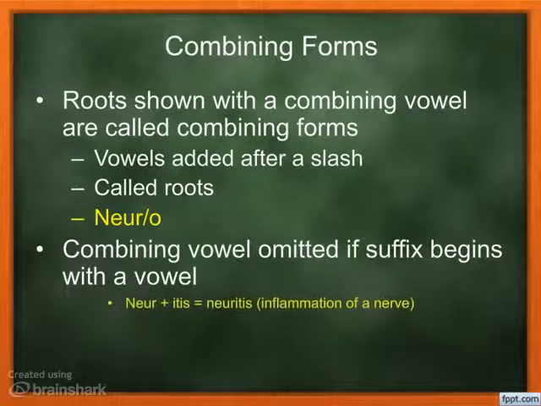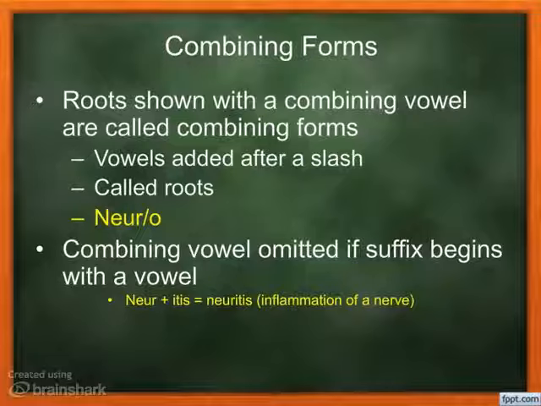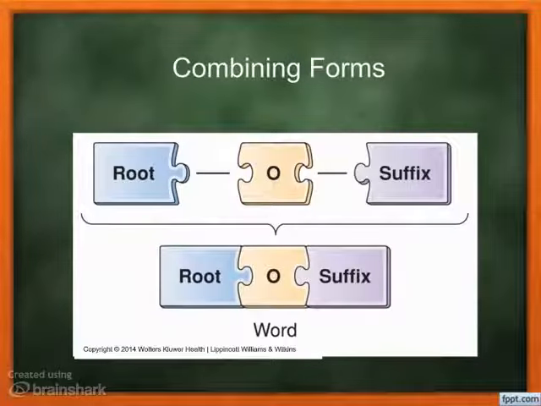So the combining vowel is omitted if the suffix has a vowel already. So in this case, we're saying neuritis, inflammation of a nerve, and you can see that itis, I-T-I-S, has a vowel, so you drop the O. But in different words that you form, you will usually have the O there, depending on the suffix that you use. Again, here's that diagram which demonstrates you put the root with the O and the suffix and you form the word.